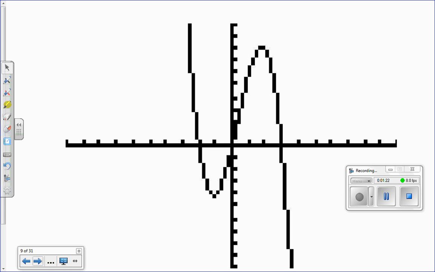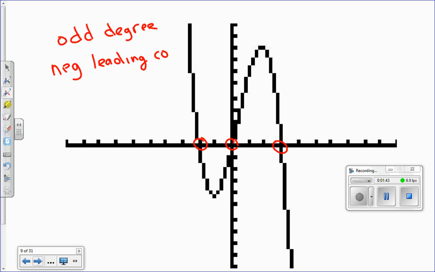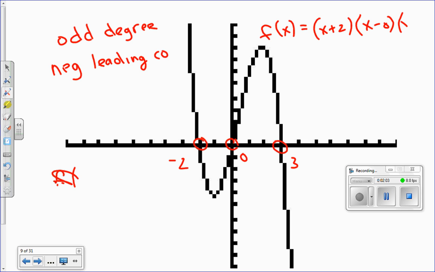Let's do that again. Notice with this graph, we have odd degree because of the end behavior. We also have a negative leading coefficient. Now, one thing we might recognize too are the zeros. We have zeros at -2, 0, and 3. So then our polynomial will be, let's use the function notation, f of x equals x minus -2 or x plus 2. Let's see, x minus 0, and then x minus 3.